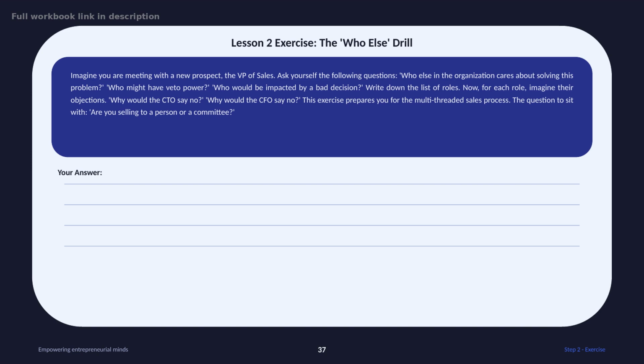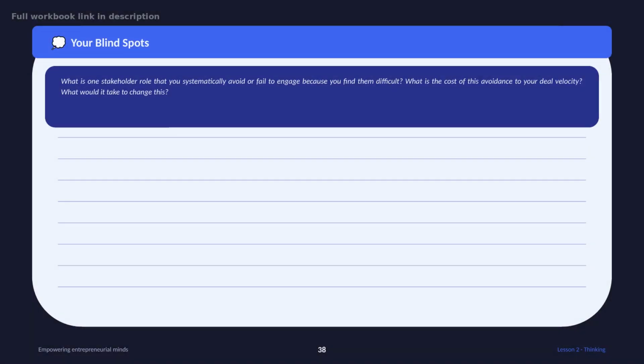The question to sit with: are you selling to a person or to a committee? Take a moment and be honest with yourself. Is there a stakeholder role you systematically avoid engaging because you find them difficult to deal with? What is that avoidance costing your deal velocity? What would it actually take to change it? For deeper reading, look into stakeholder theory and how it applies to sales, along with the power/interest grid as a way to prioritize who you engage with first among a complex DMU.